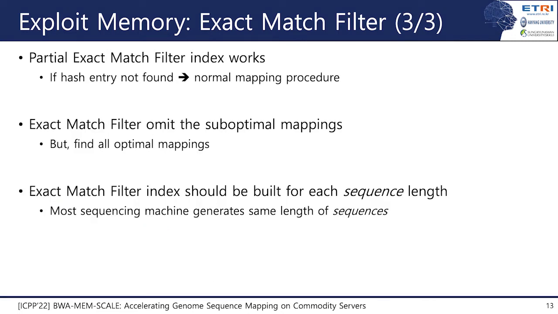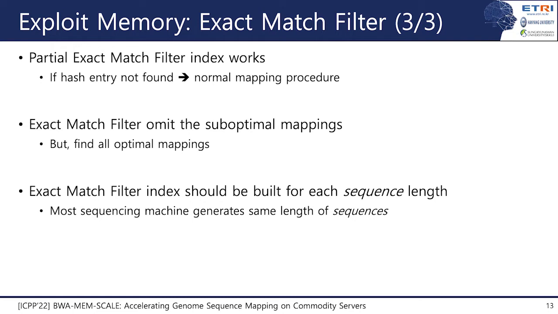In this slide, I discuss the pros and cons of the exact match filter. One of the advantages is that only part of the exact match filter index works. We bypass the seed and extend phase only if the hash table entry is found. Thus, if the hash table entry is not found for whatever reason, we just do the normal mapping procedure. Thus, a partial index works, and this provides memory scalable performance.